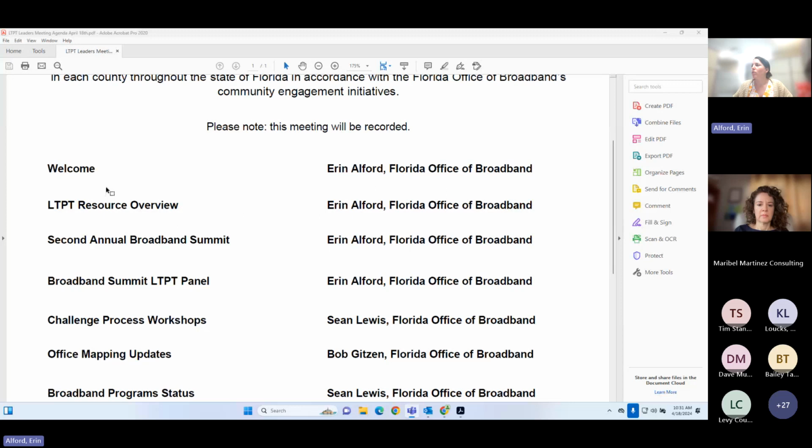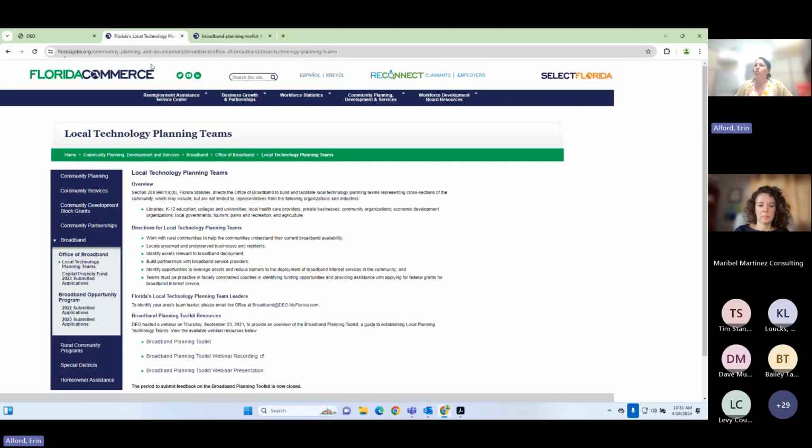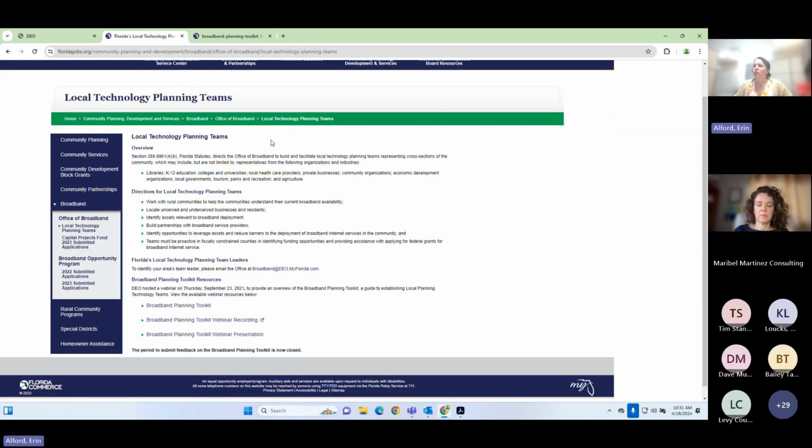So I think we're just going to jump right into it and go over some LTPT resource overview that I think would be helpful, just to make sure that everyone is aware that this is accessible online. I can send it to y'all in an email so you can print it out for your office if you need to. This can be found on the Florida Broadband website. If you just go to Florida Jobs, you go down to Broadband, and then there is a specific section, the local technology planning teams, and it gives a quick overview of what LTPTs are, how they're in Florida statute, and kind of what the whole idea is behind having these LTPTs in the state of Florida.